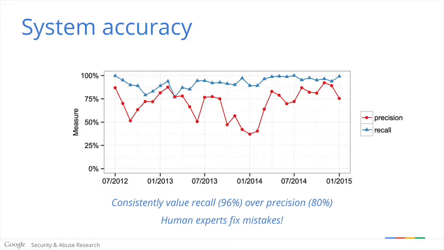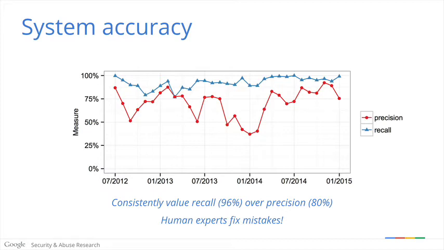This graph shows system accuracy over time. The blue line is recall, the red line is precision. You can see that we consistently favor recall over precision. The reason for that, if you think back to the design goals I mentioned early on, is that we want to minimize the number of users being impacted by malware. And to do that, we need to catch all the malware. Because we have this human review team, we're allowed to sacrifice some precision because they can make up for it by catching mistakes in our flaggings.